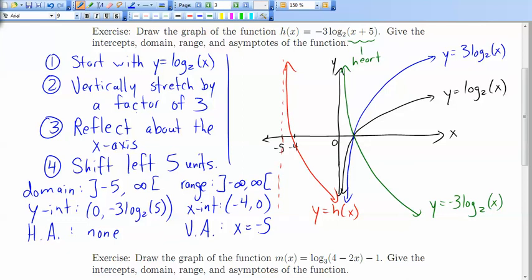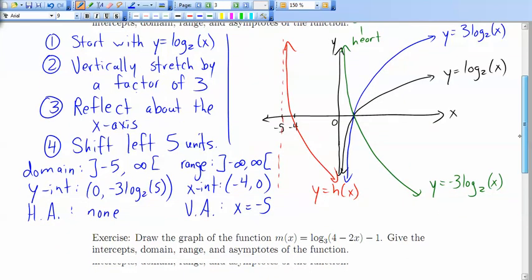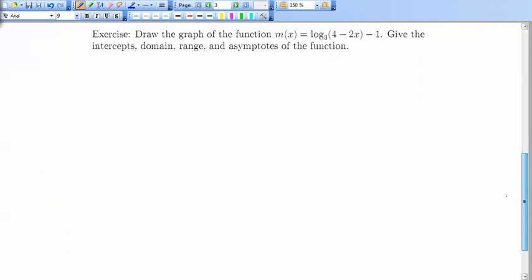Okay, let's try another example here. Now here you notice the heart of the function, the brackets, the argument of our log function. We've got a multiplier in front of x. So we have to factor that before we do anything else. So we're going to start off with, I guess we're calling this function m of x. It's log base 3. If I factor the -2, it doesn't go outside of the heart, it stays inside, but we're going to create new brackets to contain the leftovers.